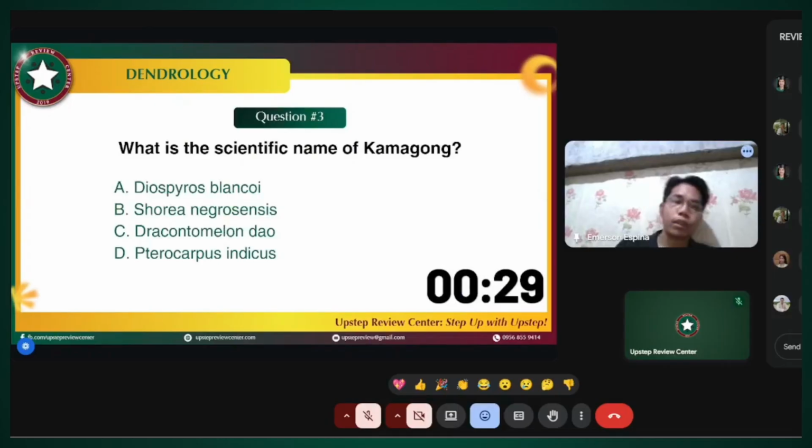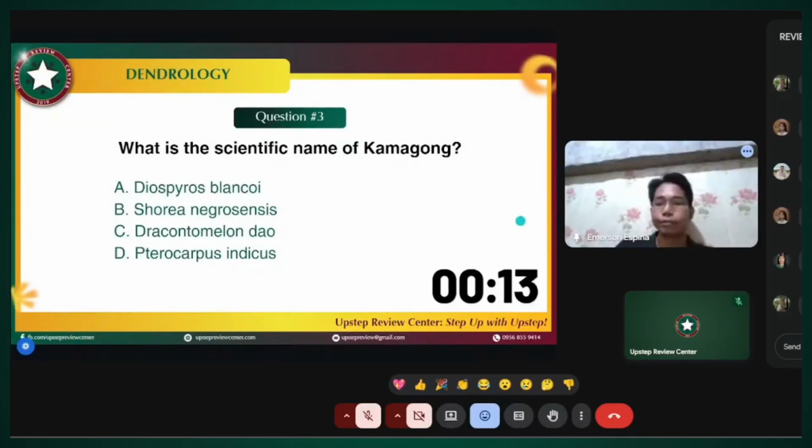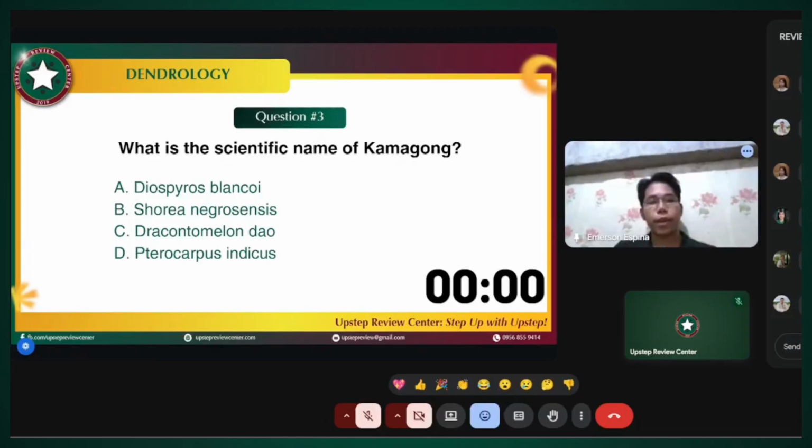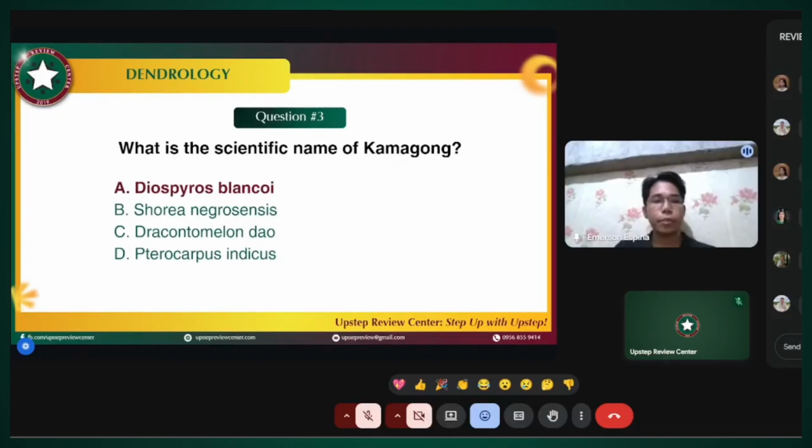Moving forward to the next question, what is the scientific name of Kamagong? A. Diospyros blancoi, and the other options include Pterocarpus indicus. Okay, time's up. The correct answer is letter A, Diospyros blancoi. So the participant got it correctly. Very good. Again, for this one, think of Philippine ebony, then the common name Kamagong, and then the scientific name Diospyros blancoi.